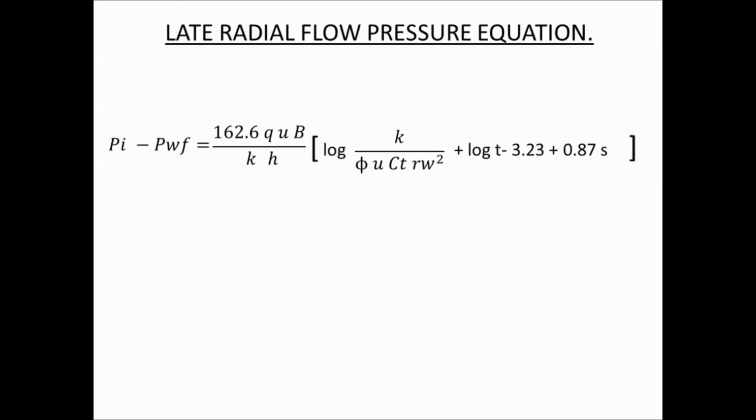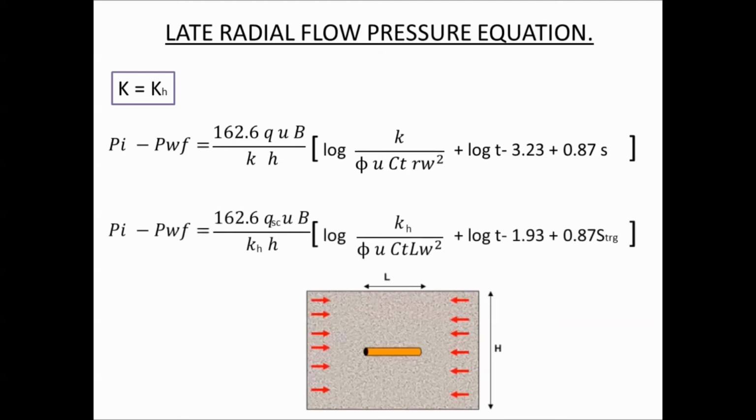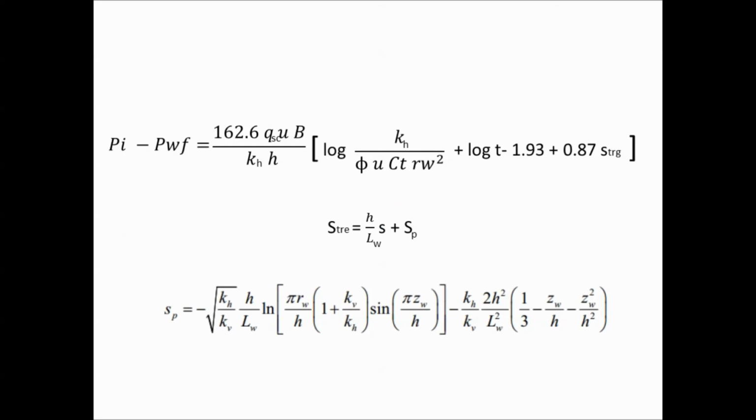The last equation of the horizontal equations is the late radial flow pressure equation. After a long production process, the area of fluid flow reached a significant distance. The fluid started to flow in a horizontal manner, and thus we can assume the permeability is equal to horizontal permeability, and we substitute it into the original equation. Not only that, the apparent skin and the mechanical skin are also affected by the changes of the parameters.